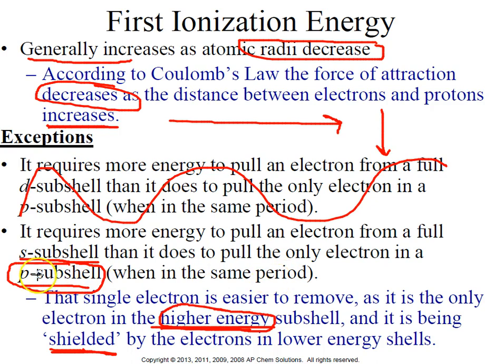Okay, so in the same period, that p is going to be easier to remove than an s, just the first p, because it's a little further from the nucleus than those in the s sublevel. Now once you're in the p sublevel, you're adding protons in that same sublevel, so it's going to get increasingly difficult to remove the electron. But just when you make that jump into the p, that first electron in the p sublevel is a little easier to remove because it is further from the nucleus.